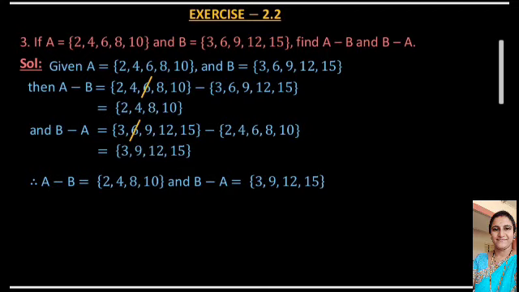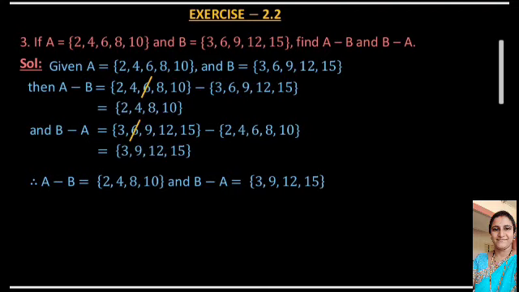If we strike out only the common elements in A, then we get A minus B. So if you observe, the common element is 6. We strike out 6 in A, then we get the set {2, 4, 8, 10} as A minus B.